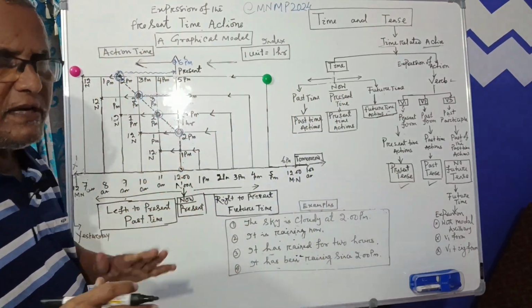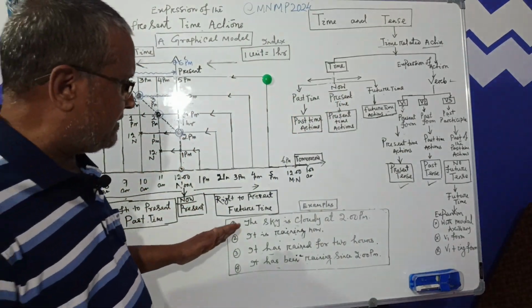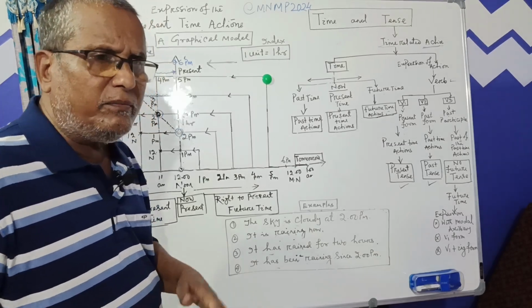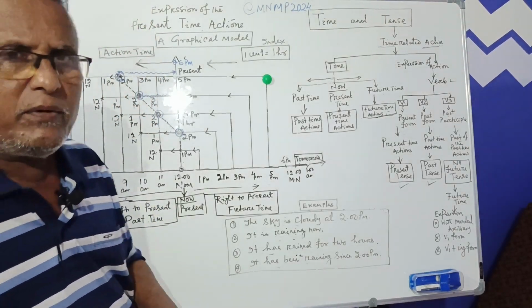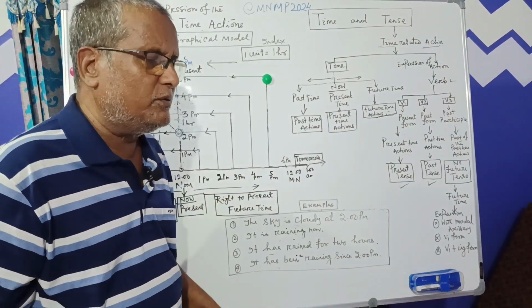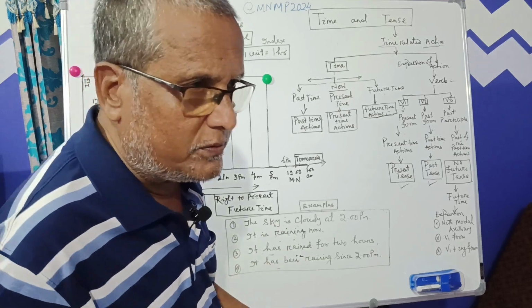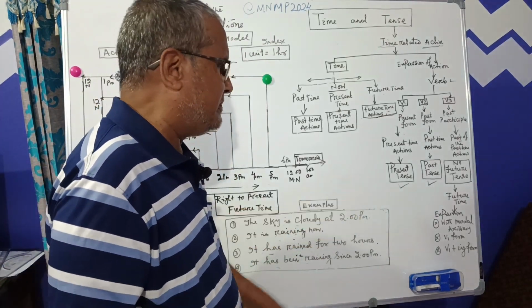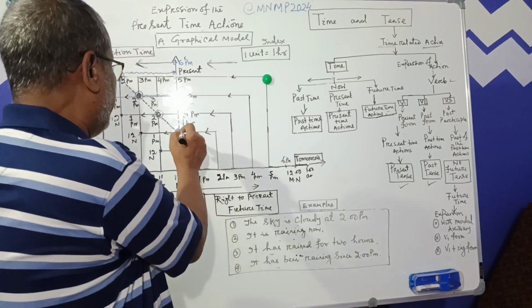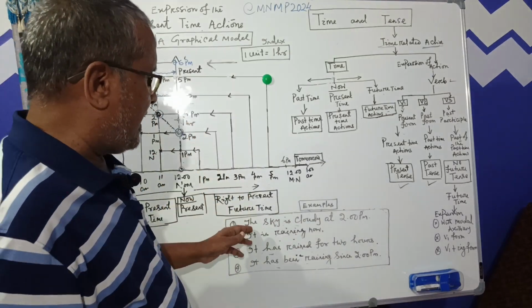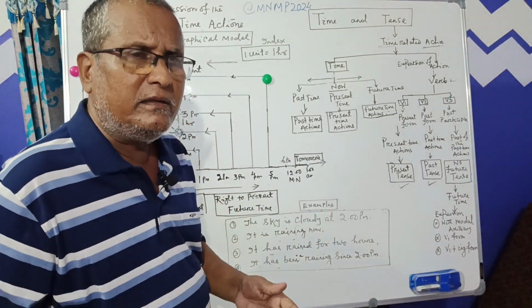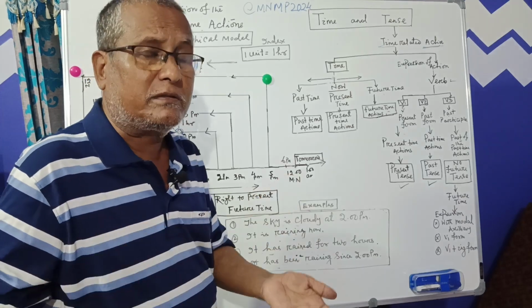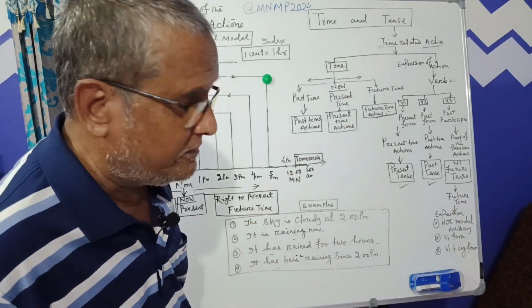So for your understanding, we have taken some examples. From these examples, in our subsequent lessons, we shall derive rules. Now you see, the sky is cloudy at 2 p.m. So 2 p.m. is the point of time, and the sky is cloudy is a state or condition of the sky at that point of time.